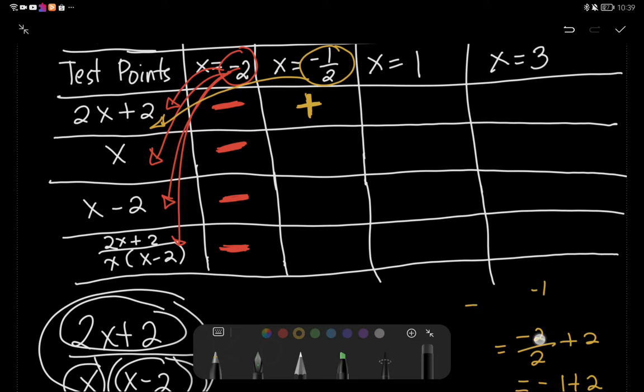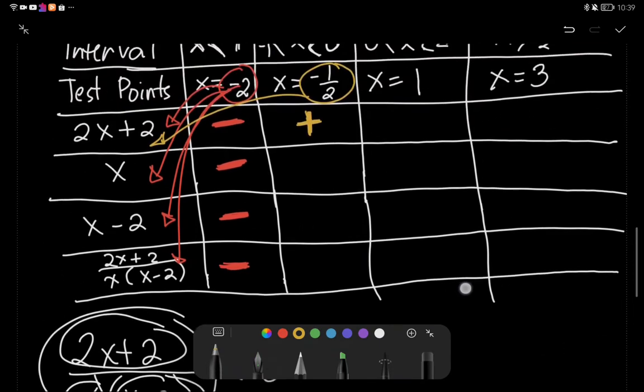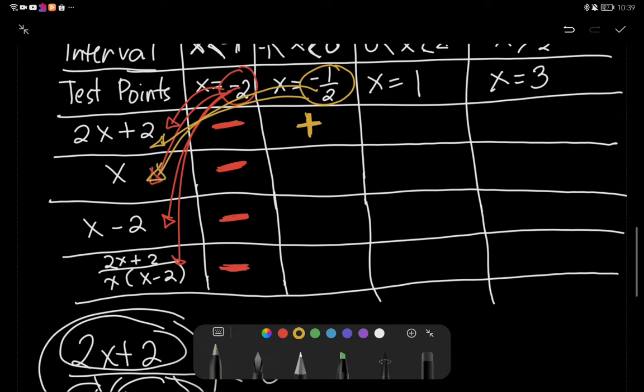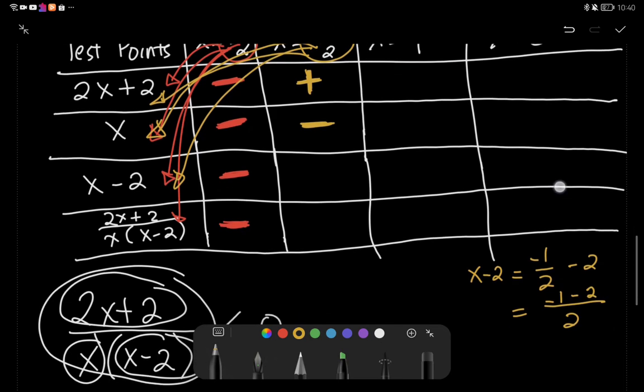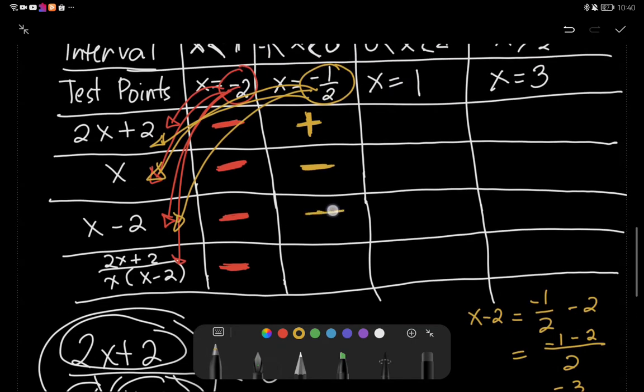Now, let's proceed to the second one. Let me erase this first. Okay. For the second, here it is, x. x is equal to negative 1/2. It is negative already, so our answer is negative. For the third, x minus 2, replace x with negative 1/2, x minus 2. That becomes negative 1/2 minus 2. That is negative 3 over 2. So, our answer here is negative.